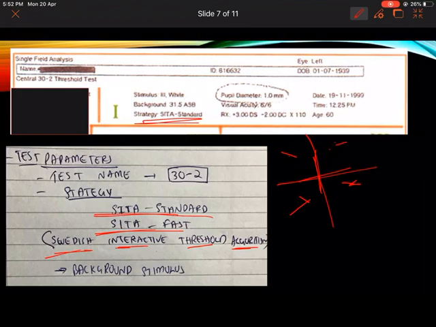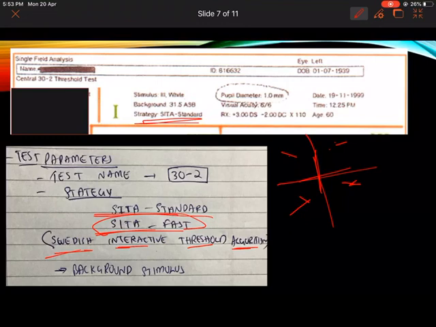It calculates the threshold very fast based on the previous data, or based on normal age-related subjects' data. It predetermines and takes very, very fast the threshold of each point, not like the full threshold type of algorithm. SITA Fast is even faster. These two are the two strategies commonly used now.